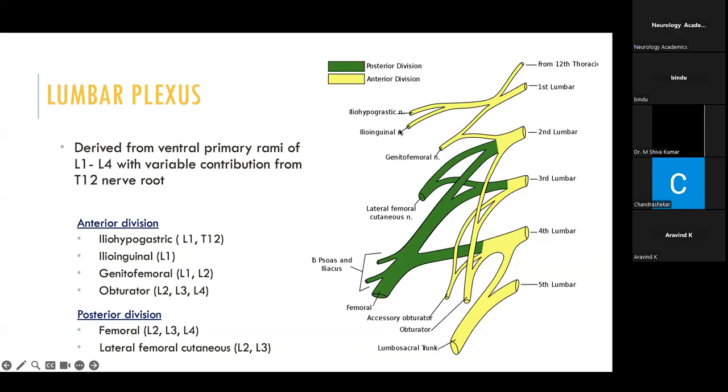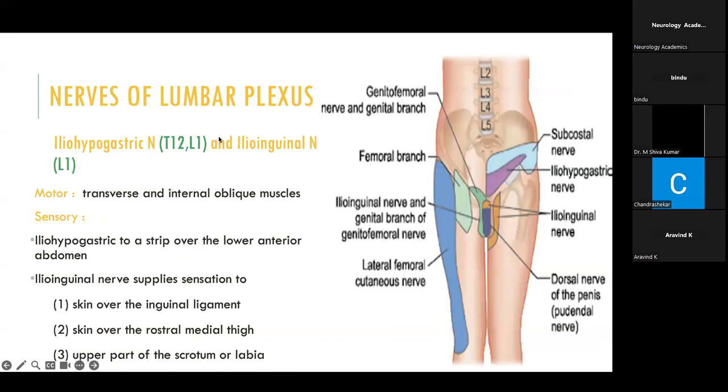Iliohypogastric and ilioinguinal are mainly L1, and genitofemoral nerve L1, L2. Obturator is L2, L3, L4. Femoral has the same L2, L3, L4 root value as obturator, but is from the posterior division. And the lateral femoral cutaneous nerve is from L2, L3 of the posterior division. Nerves of the upper lumbar plexus, as we already discussed, about the root values.